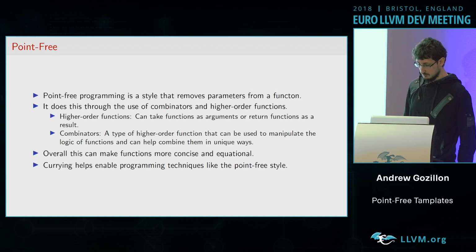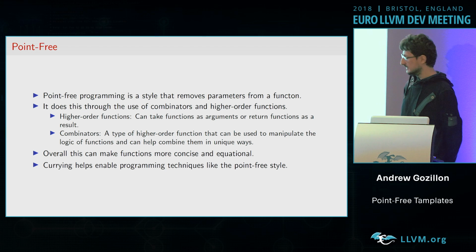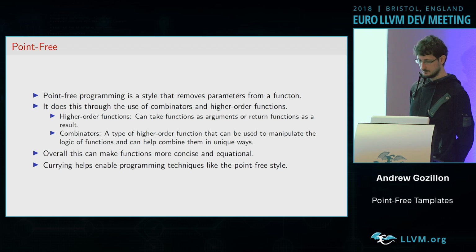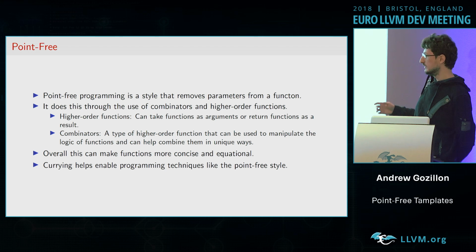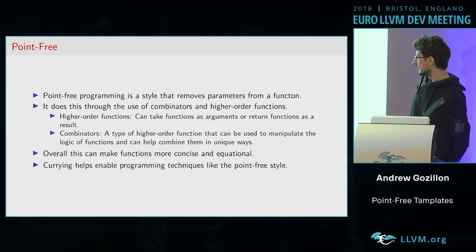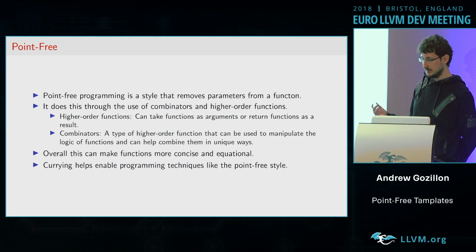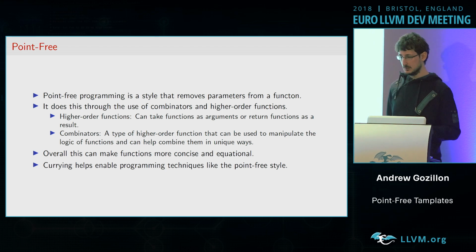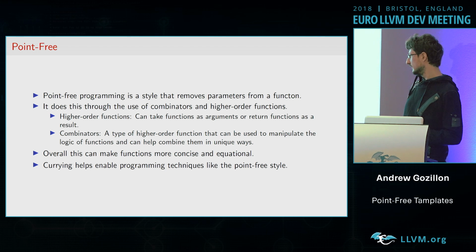So what is point-free programming? Point-free programming is a style that removes parameters from pointful functions. A pointful function is a function with parameters, so point-free refers to having no arguments anymore. It does this through combinators and higher order functions. A higher order function is a function that takes functions as arguments or returns functions. A combinator is a type of higher order function that manipulates the logic of other functions and allows you to chain them together in a unique style.